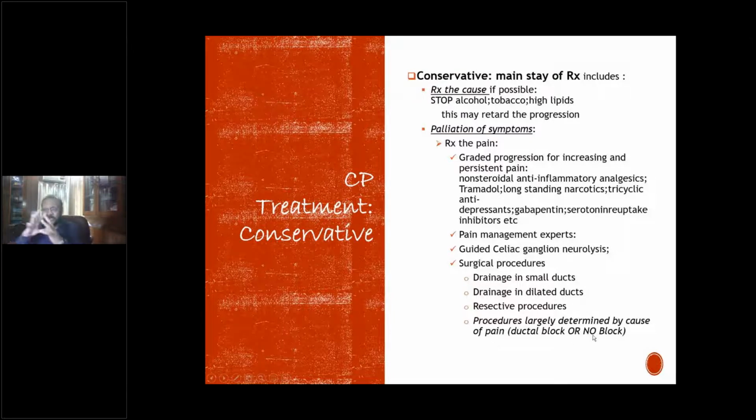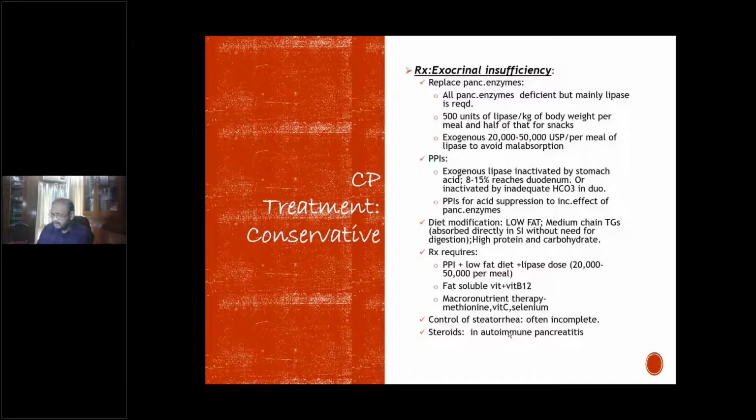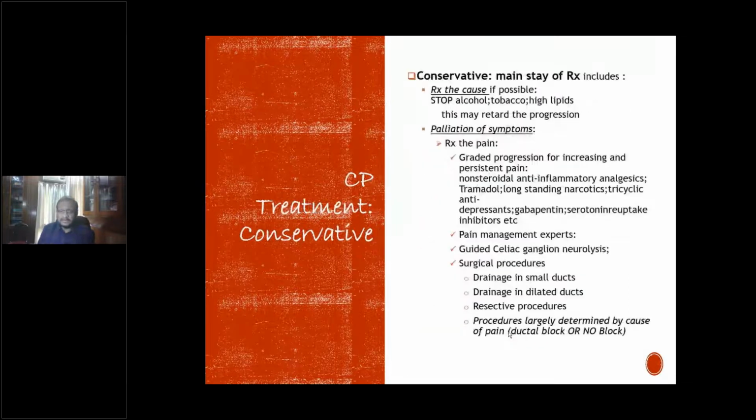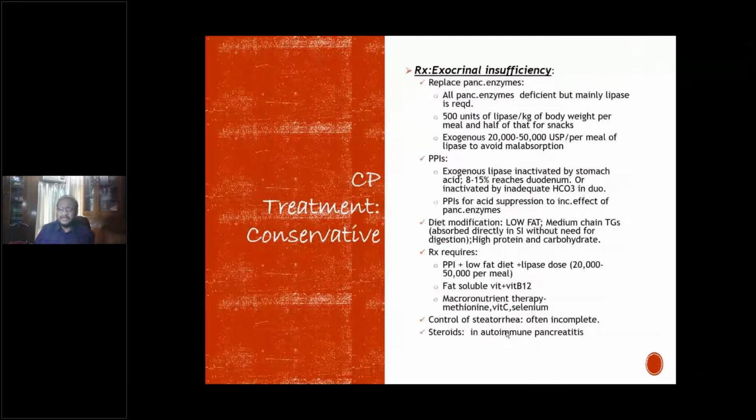So basically, what you're looking at when you're going in for surgery of chronic pancreatitis is whether the duct is blocked or not blocked. That is the point of major diagnosis. So you have to diagnose whether this patient with chronic pancreatitis has got a ductal blockage or has not got ductal blockage. So that is treatment of the pain. Now, what about exocrine insufficiency? Treating exocrine insufficiency has to be conservative.